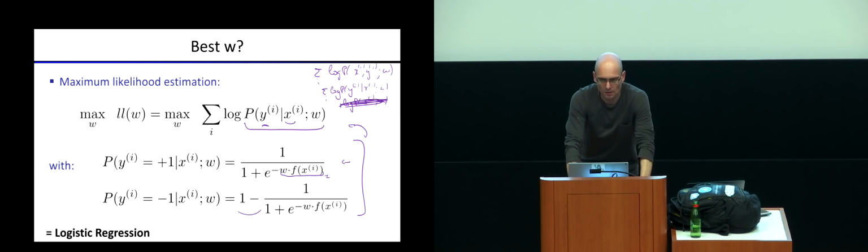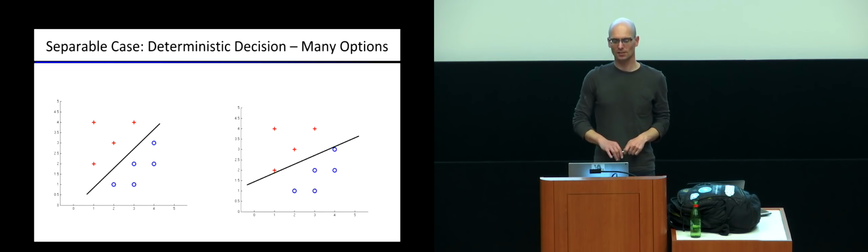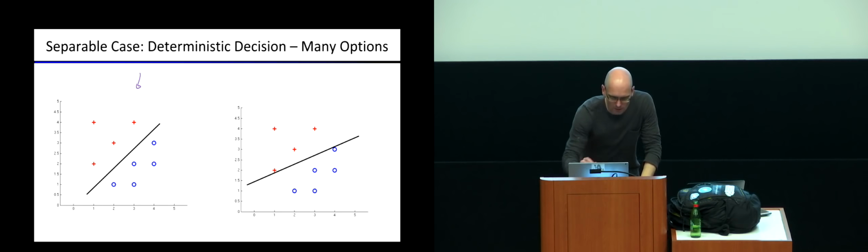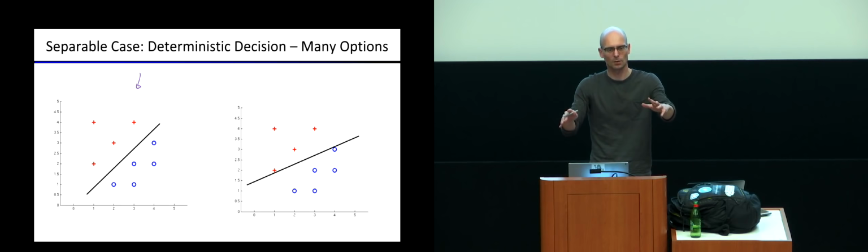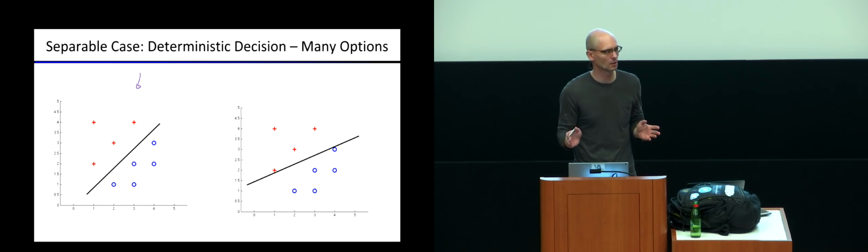Okay, that's logistic regression. What it also does, if you have many options, for example here, same data set, but two decision boundaries that both separate the data perfectly, you might say this one is better because it takes more margin from the data points. Perceptron won't care. Whichever one you feed it, it'll say I'm converged. I'm not doing any more updates.